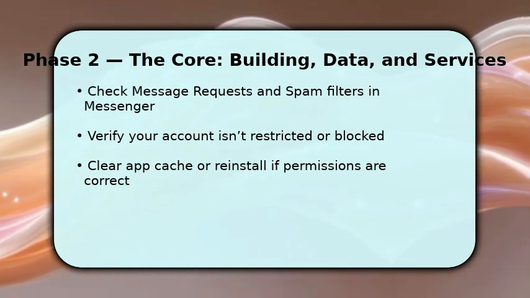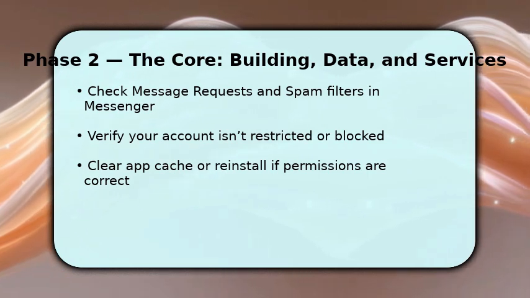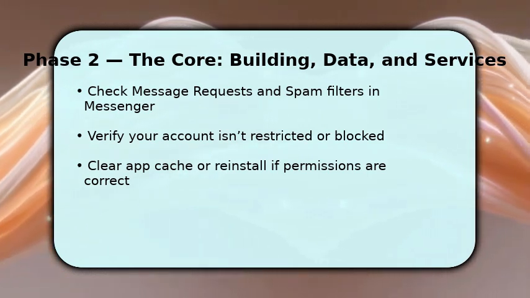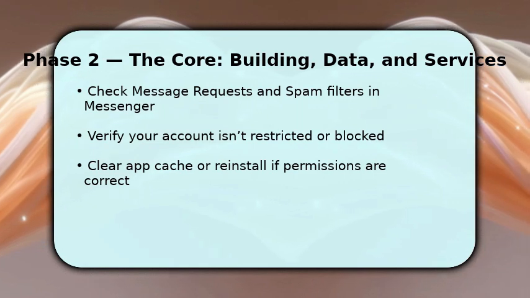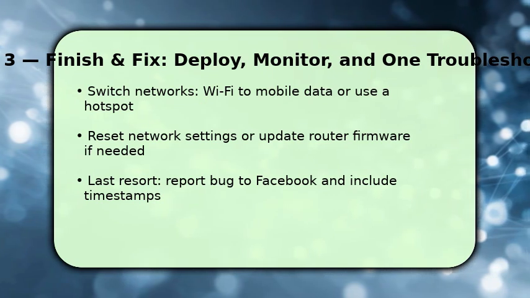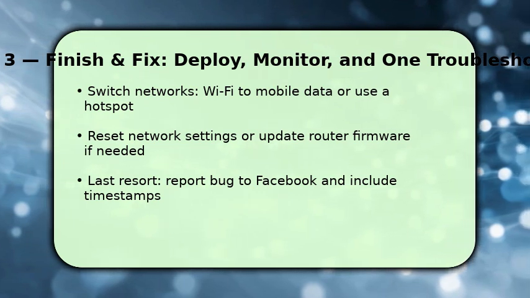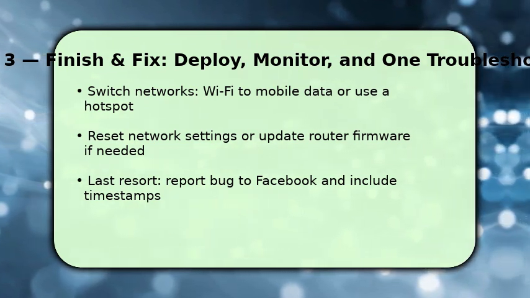If permissions are fine, clear the app cache. If problems persist, uninstall and reinstall the app to replace corrupted files. Finish by focusing on the network. Switch from Wi-Fi to mobile data or use a hotspot to rule out router issues. If switching helps, reset your device's network settings or update router firmware to prevent recurrence.